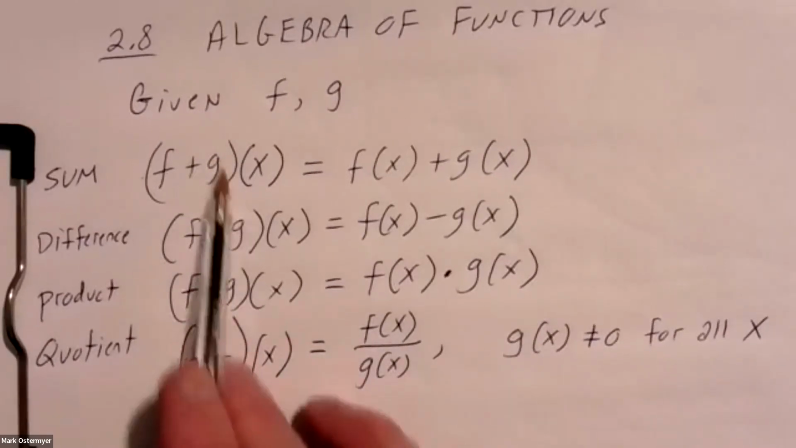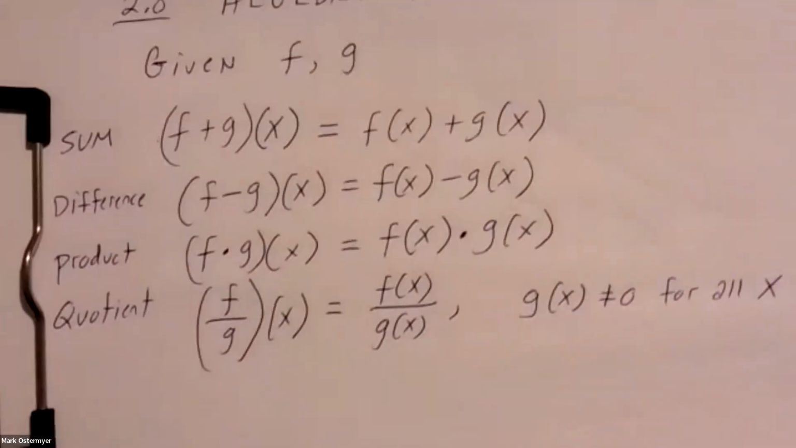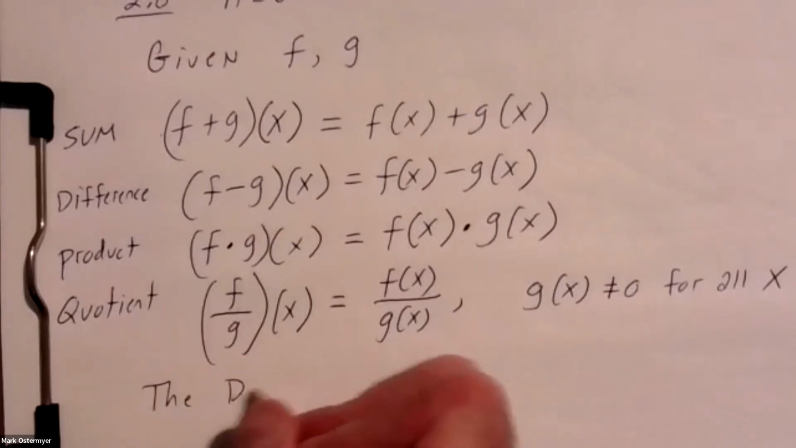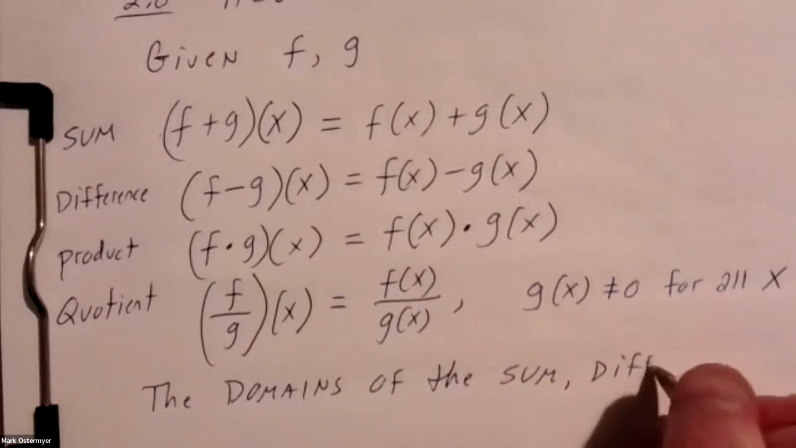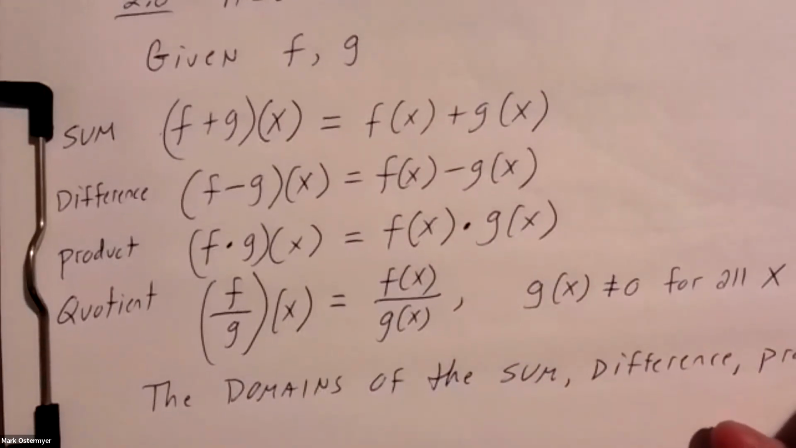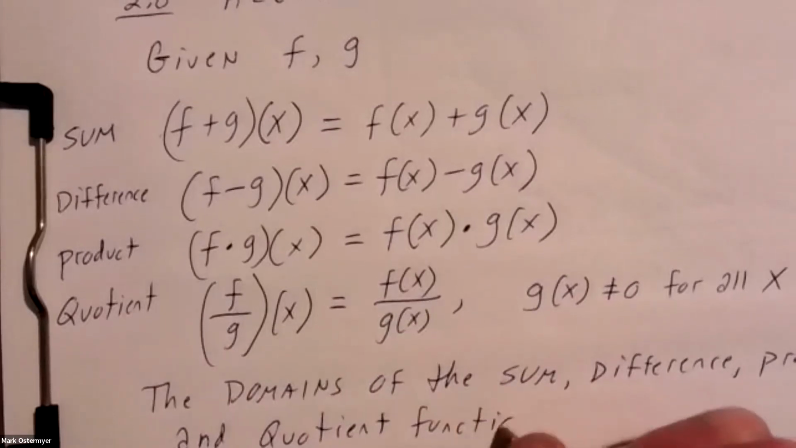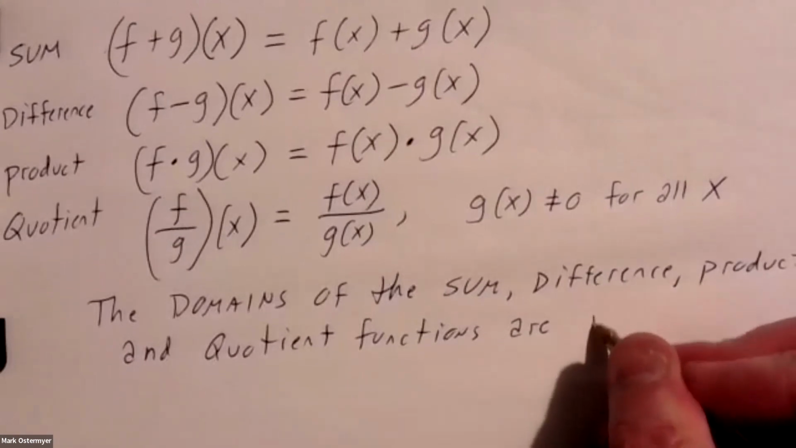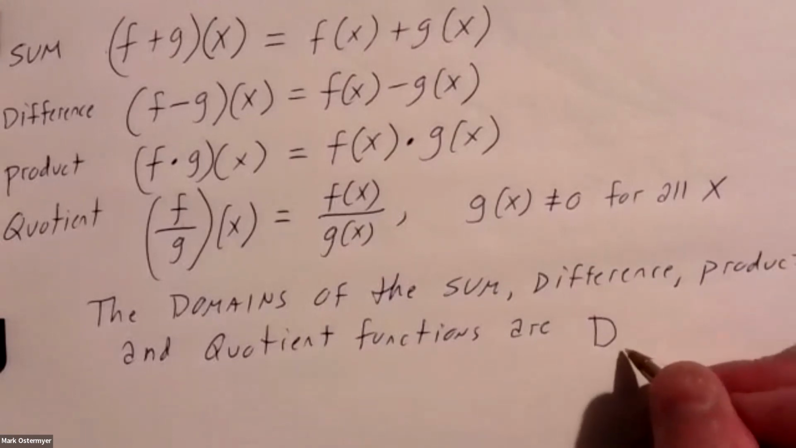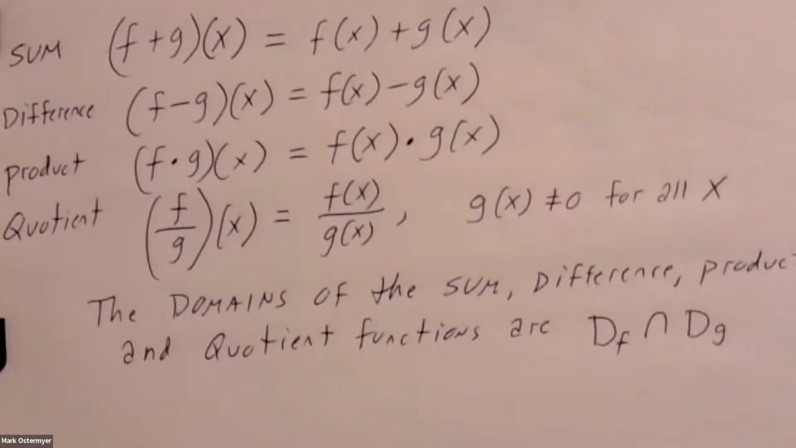Now, how does the domain of these brand new functions relate to the domains of the individual functions? Well, the way it works is this. The domains of the sum, difference, product, and quotient functions are always going to be the intersection of the domains of the individual functions. So it's going to be the domain of function f intersected with the domain of function g. You have to take the intersection of the domains of the individual functions in order to find the domain of the sum, the difference, the product, and the quotient function.